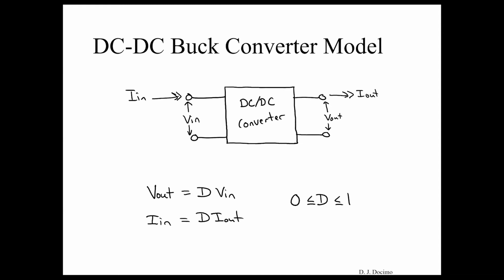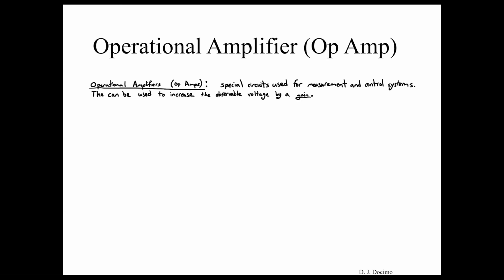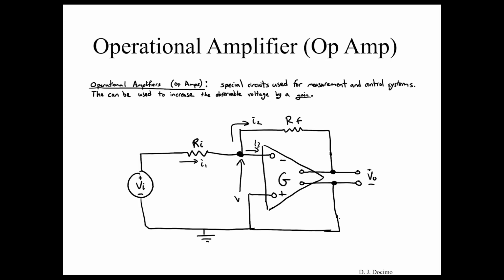The other element that we're going to focus on are operational amplifiers, or op-amps for short. An op-amp is a special circuit that's used for measurement and control systems. And these can be used to increase observable voltages by some sort of gain here. So if we have a circuit that looks like this, this is what our op-amp is. It's a little bit of a mess, but I'm going to show a simpler way to draw this out.